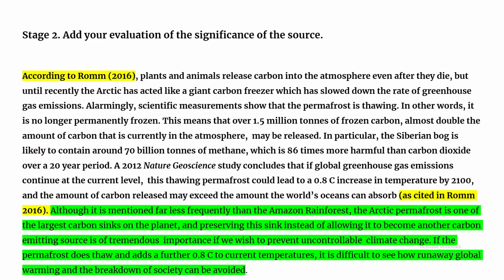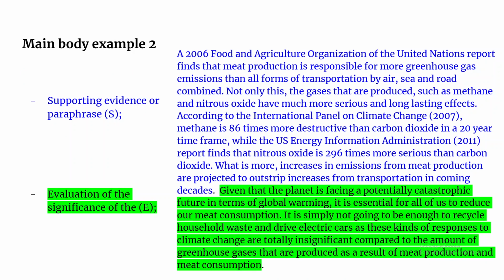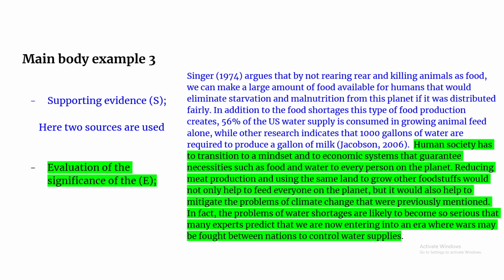In stage two, we add the section highlighted in green, which is the evaluation of the significance of the source. Another example is given here of the second stage of paragraph writing, and a further example is given here. So we have already completed the second stage of our academic paragraph.